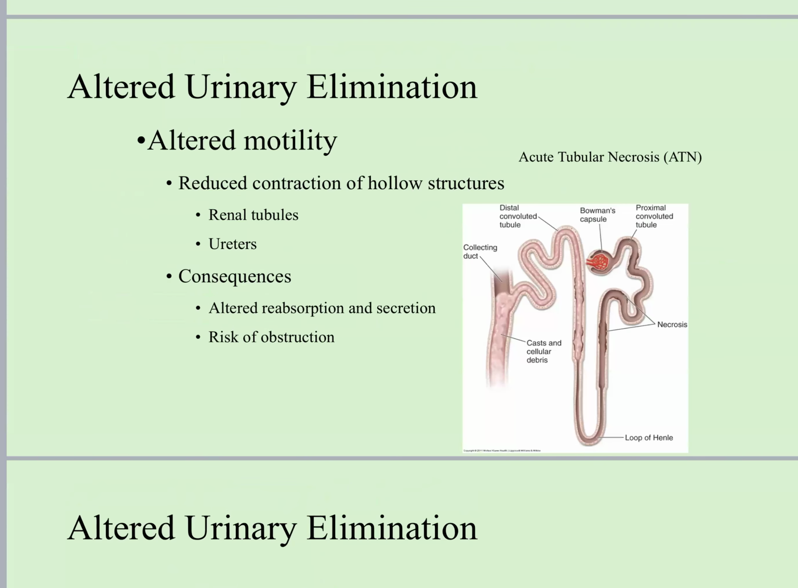So we can have altered urinary elimination because of altered motility. And altered motility is talking about urine moving abnormally through the urinary tract. So normally it goes kidneys, ureters, bladder, urethra, by coordinated muscle contractions and sphincter control. When that is impaired, the urine's going to flow really slowly, be obstructed, or just misdirected. And when that happens, obstruction can occur and urine just sits there.